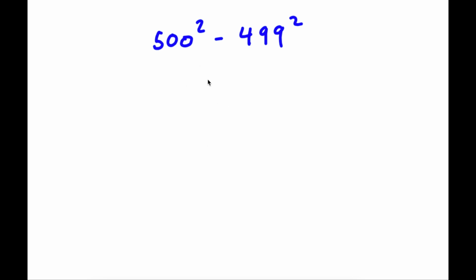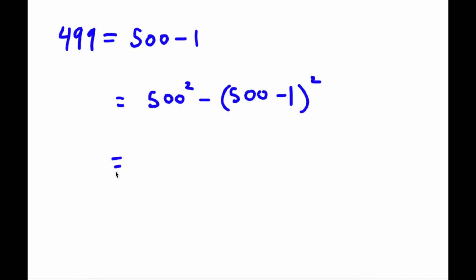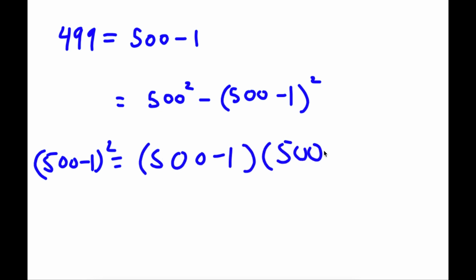Alright, so I have 500 squared minus 499 squared. Now 499, this is equal to 500 minus 1. So now if I replace 499 with 500 minus 1, I get 500 squared minus (500 minus 1) squared. Now, (500 minus 1) squared is the same thing as (500 minus 1) times (500 minus 1).